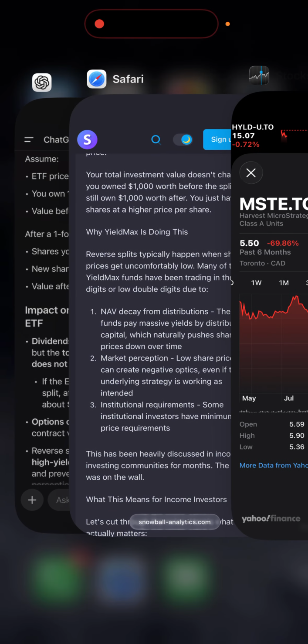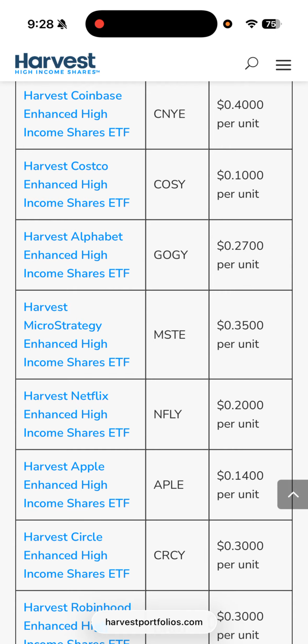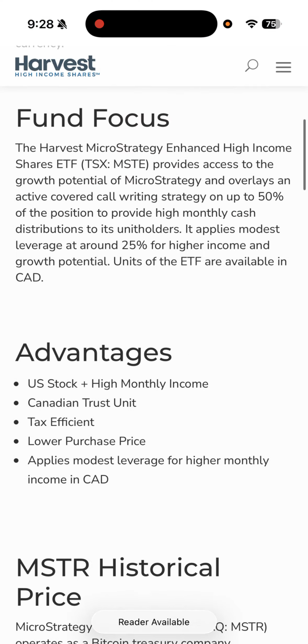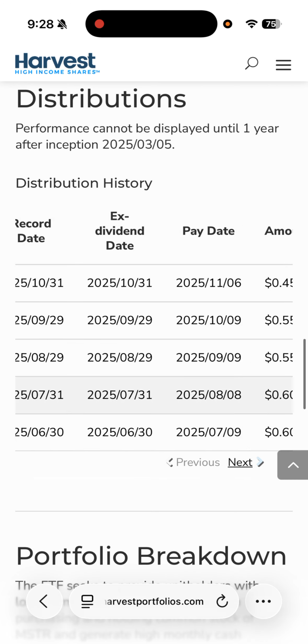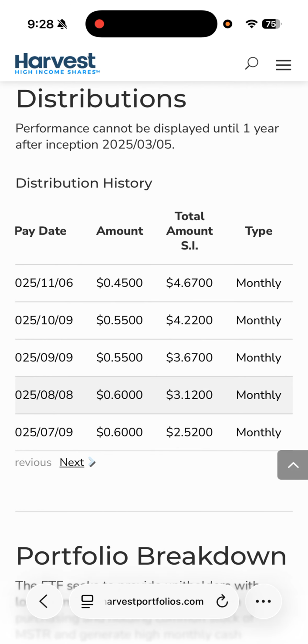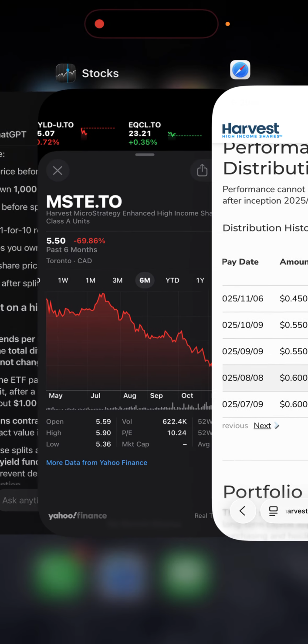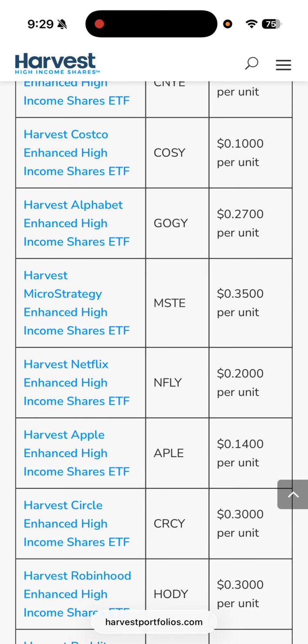But one thing I will show you guys here is I was looking at the distributions from Harvest, and MSTE for next month is paying out a dividend of 35 cents per unit. Now, if we look at their dividend history here, when it first came out, it was paying 66, so from 60 to 66, and then back down to 60, and then to 55, then to 45, and now, like I said, guys, they're paying 35 cents per share.